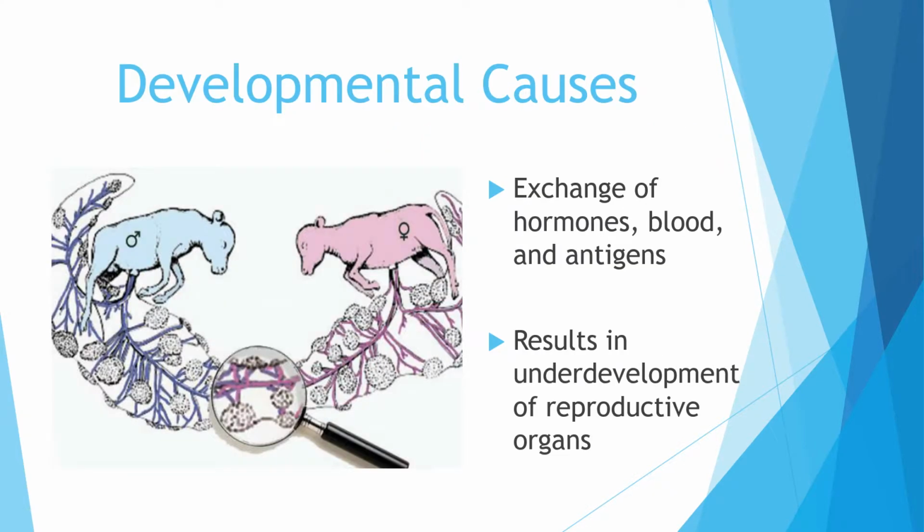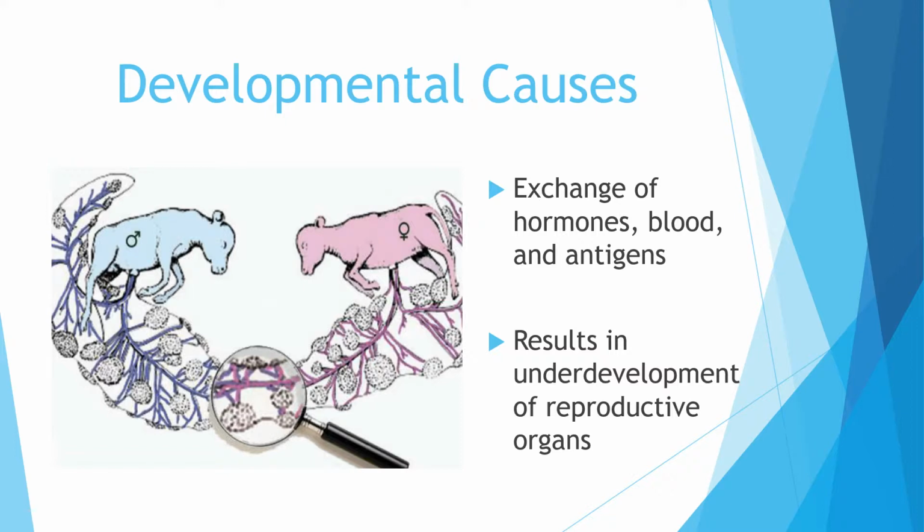The reason a Freemartin heifer develops is due to the close interactions in the mom's uterus during development. During embryo development, the two fetuses are connected through their circulatory systems. This allows an exchange of hormones, antigens, and blood between the two fetuses. The exchange causes both fetuses to develop some characteristics of the other gender.